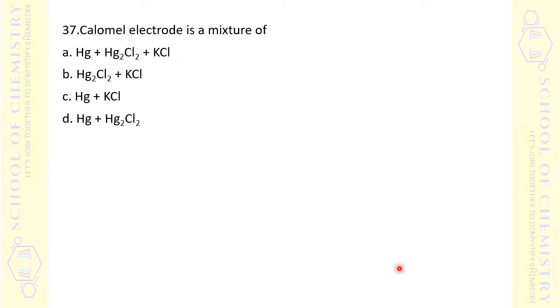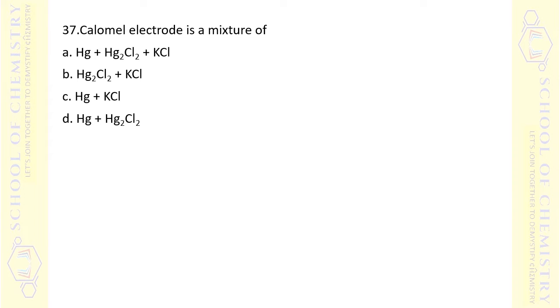Next question, it's from electrochemistry. What is Calomel electrode? First thing is that an electrode means a metal which is in contact with its own metal ions. So if we just know this basic fact, from that we can try to eliminate two of the options.